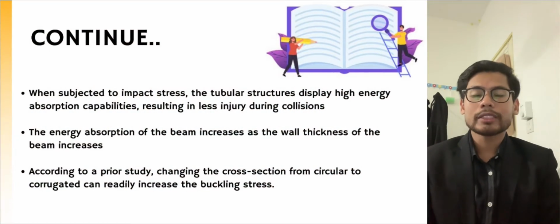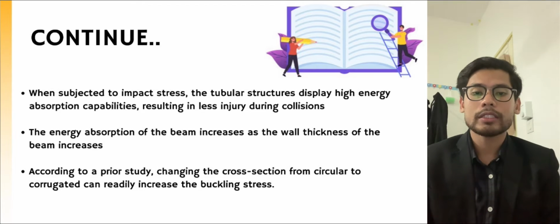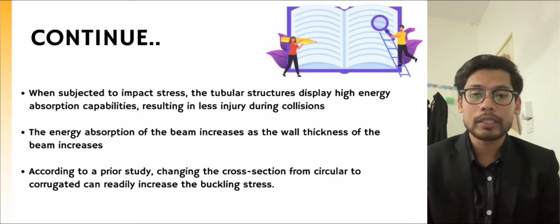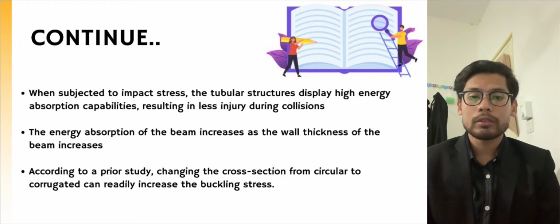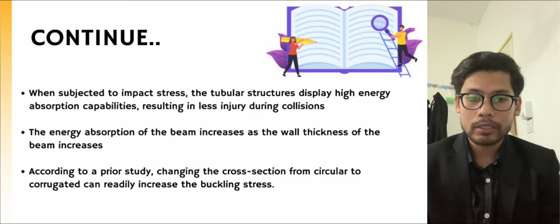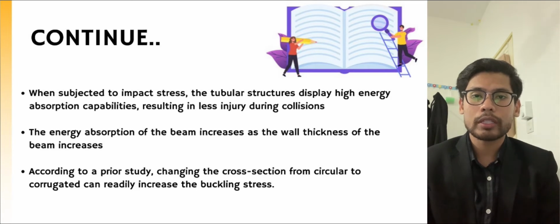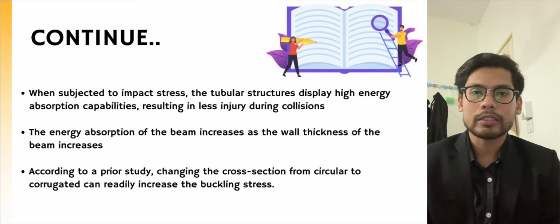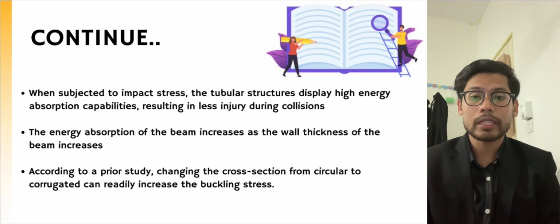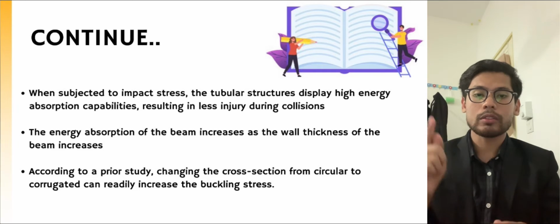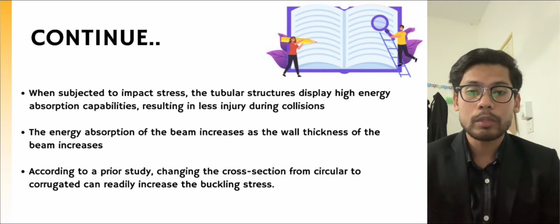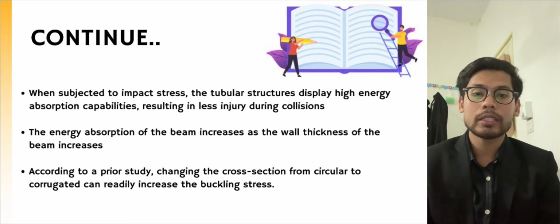Besides that, when subject to impact stress, the tubular structure displays high energy absorption capabilities, resulting in less injury during collision. Moreover, the energy absorption of the beam increased as the wall thickness of the beam increased. According to prior study, changing the cross-section from circular to corrugated can readily increase the buckling stress. From the previous studies, we can see that adding a groove around the column improves the energy absorption and increases the yielding stress.